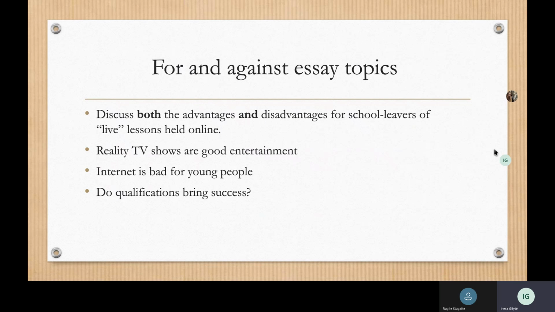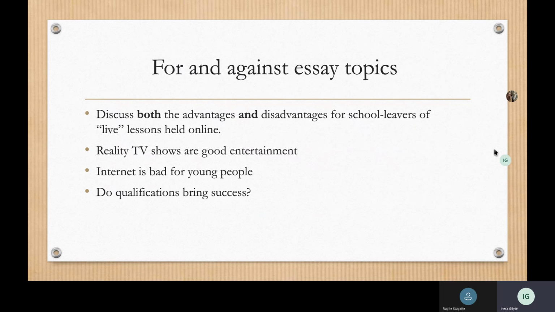So as we can see, the first example is taken out from the 2020 exam, which asked to discuss both the advantages and disadvantages for school leavers of live lessons held online. So as you can see, it is really clearly identified that you have to discuss both advantages and disadvantages. If it is the case of an opinion essay, you will be asked to choose one, whether something is positive or negative. And in this case, you give two arguments, which mean two different paragraphs that support your opinion.